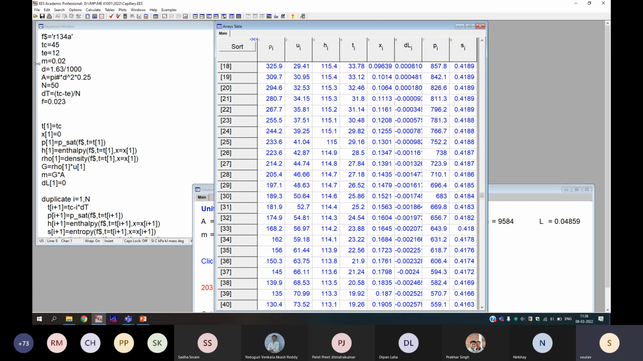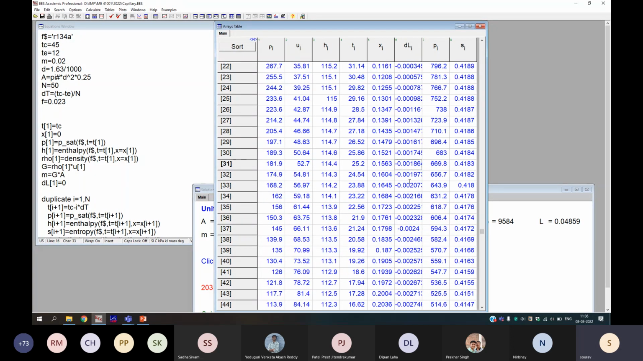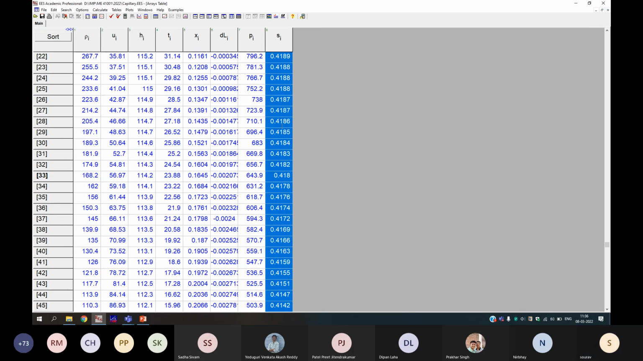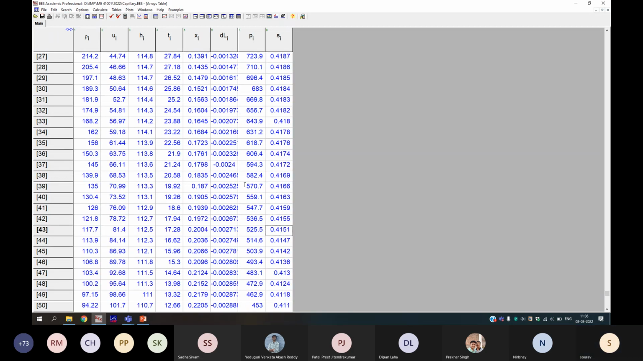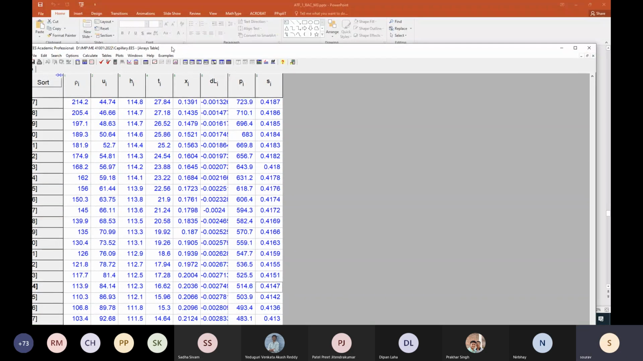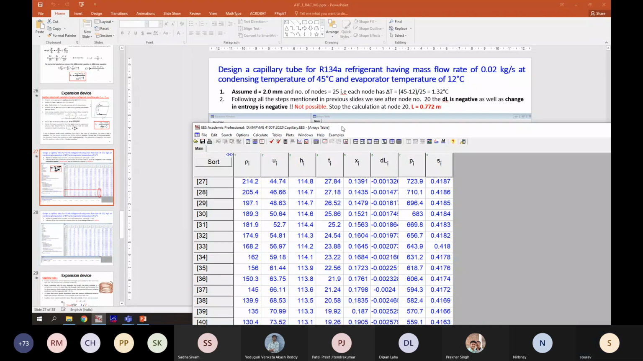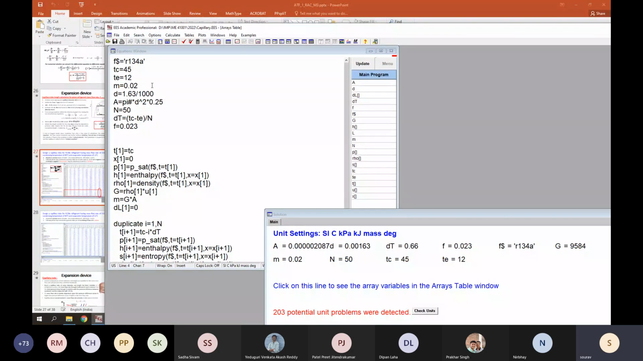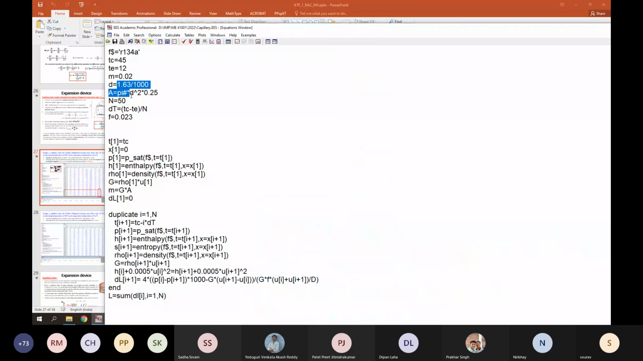So here I've divided into 50 parts, so you have more number of nodes here. So you see here negative values. Okay, and this negative value is due to this decreasing entropy. Okay, what was the assumption for the diameter? Let's see for my problem. So I started off with a diameter of 1.63. Okay, so let's go to a larger diameter.